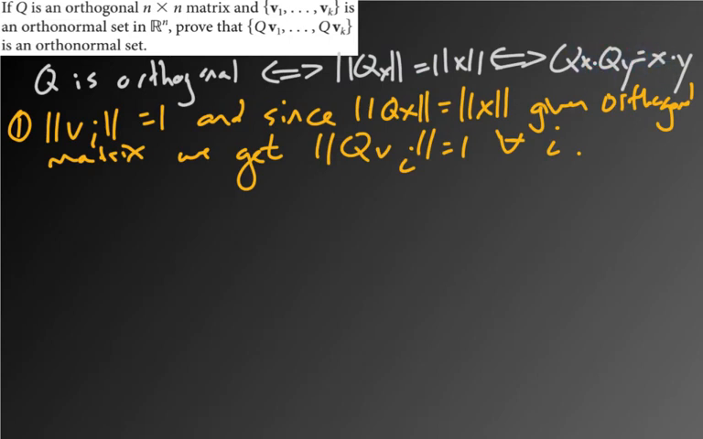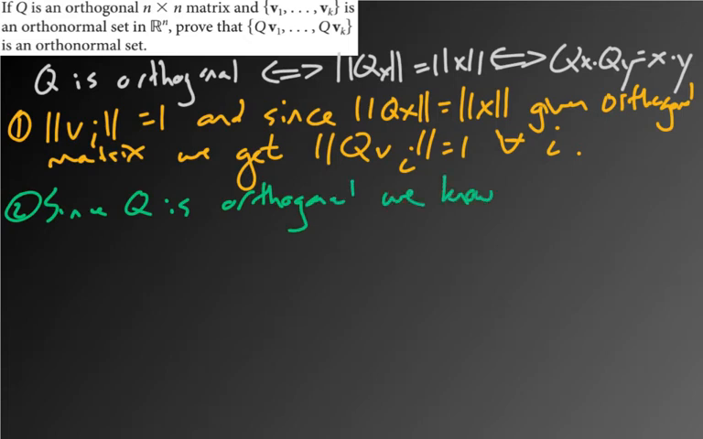Now I'm going to use this for the other one. For that one, we can just say: since Q is orthogonal, right, we know Q, I'm going to need a new line, not x anymore. I want Q v sub i dotted with Q v sub j is equal to v sub i dotted with v sub j.